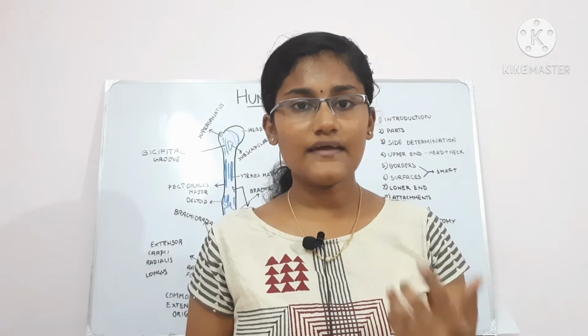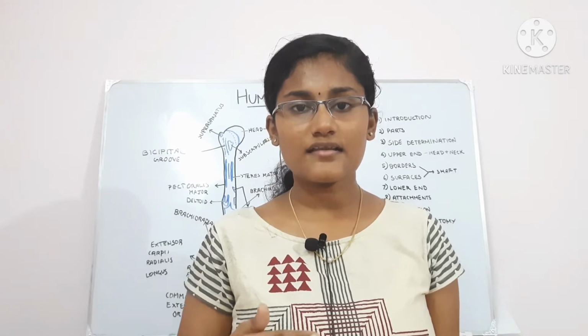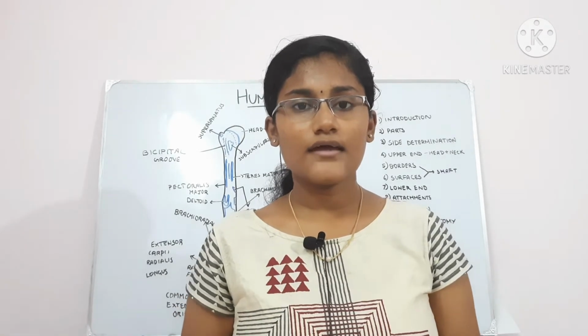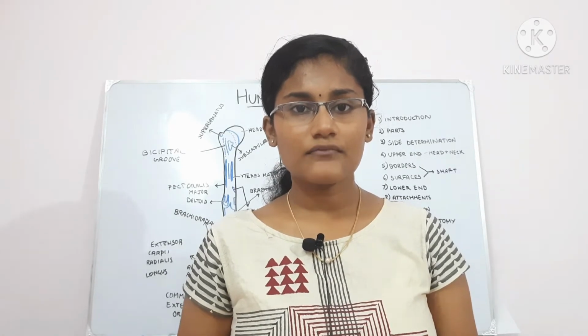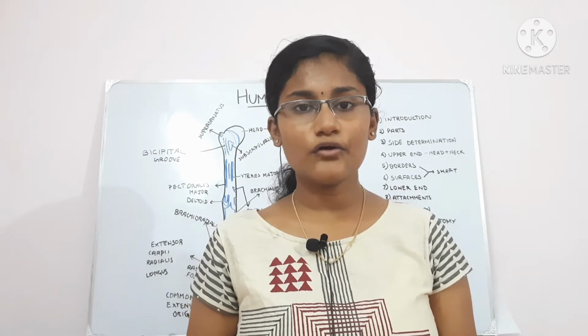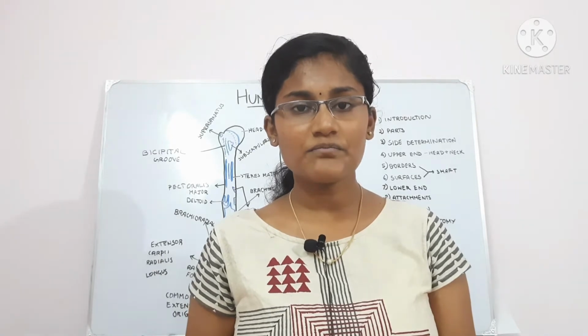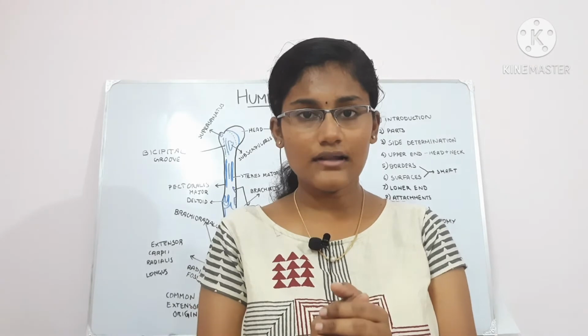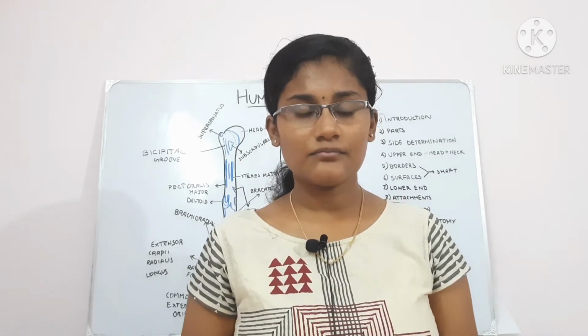Now let's talk about the head. The head is rounded and smooth, and the head projects medially, backwards and slightly upwards. The head forms 1/3 of a sphere, and the head forms the glenohumeral joint or the shoulder joint, and it is covered by the hyaline cartilage, which is thicker in the middle and thinner at the periphery.